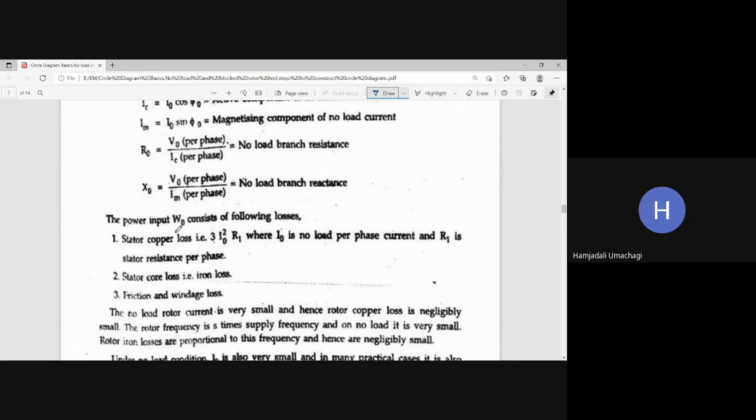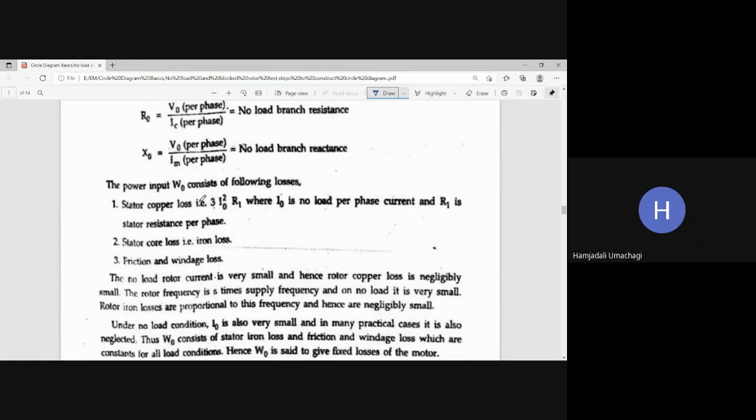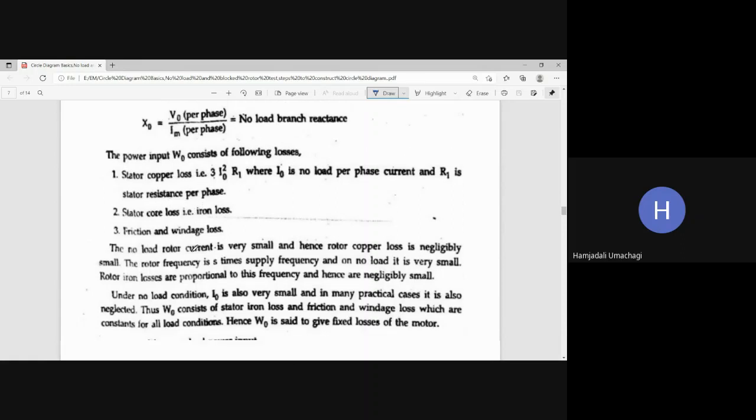So W naught has the information related to the stator copper loss, and also the stator core loss, that is nothing but iron loss. Then it has friction and windage loss, that is nothing but the mechanical losses. So altogether this W naught gives us the information related to the stator copper loss, stator iron loss, friction and windage losses. Now let us see the rest of the things.